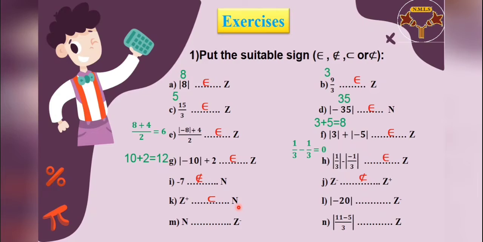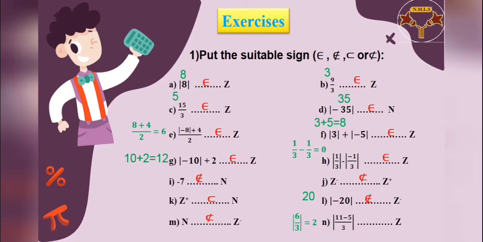Here, the absolute value of negative 20 and Z negative. First you have to find the absolute value of negative 20, which is 20, and Z negative. Of course 20 doesn't belong to the set of negative integers or Z negative. Number M, N and Z negative. N and Z negative have no relation, so N is not a subset of Z negative.